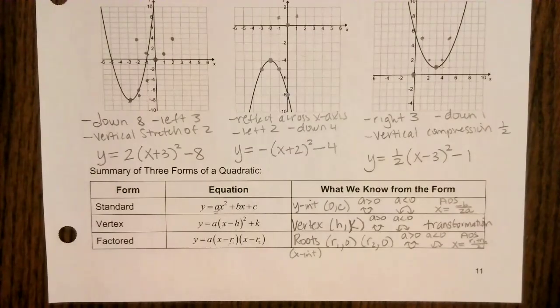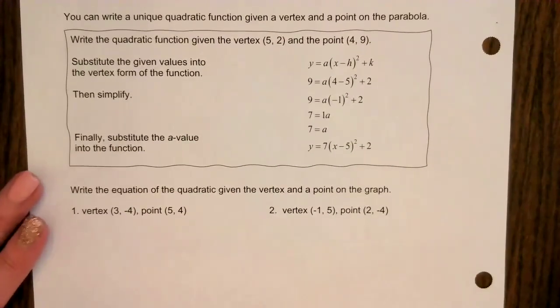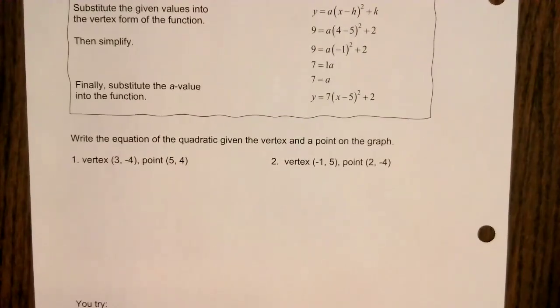So those are the three forms of the quadratic. We're going to use them quite a bit. So let's keep going with the information it gives us. It says you can write a unique quadratic function given a vertex and a point on the parabola. And so here we put the notes on there so you can see exactly the way it is. We're going to go ahead and do these two together.